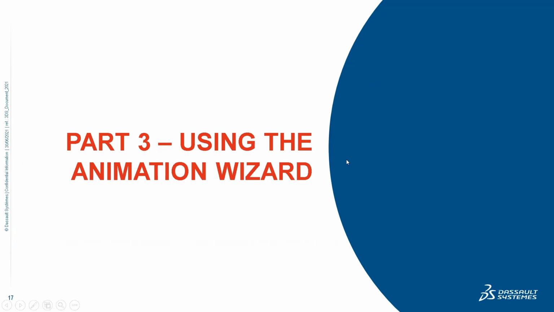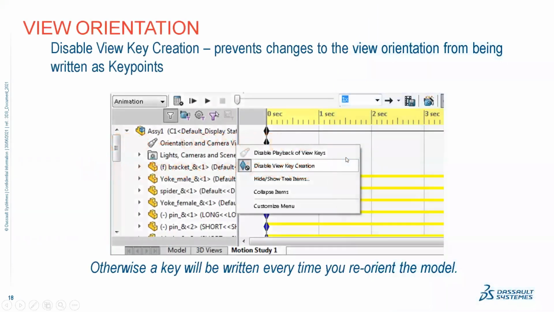Okay, so next, we're going to talk about how you can incorporate view orientation changes into your animation. And we have two controls that are very important. The first is to disable view key creation. And what that does, if you remember earlier, I said that every applicable change will be written to your motion study at the time cursor location.